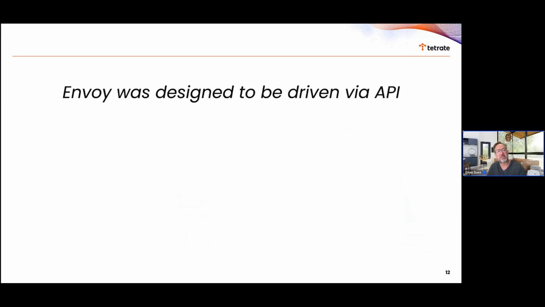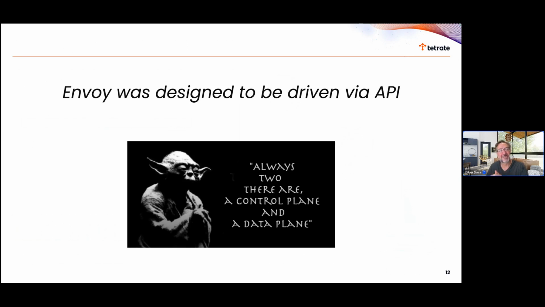And the answer is really Envoy was designed to be driven by API. It was designed for there to be a control plane that configured Envoy, a level of indirection there. And just to inject a little bit of humor, it reminded me of this famous quote by Yoda, which you all know: always two there are, right? A control plane and a data plane in this context. What I mean by that is the data plane is Envoy, or multiple Envoy proxies, which we want to control and configure. But there's this other component, the control plane.